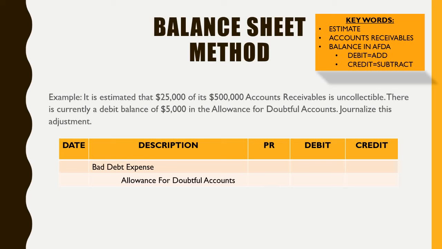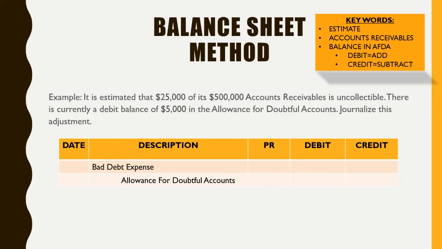Now that I recognize it comes from my accounts receivable, the next step is what kind of balance do I have in my allowance for doubtful accounts? If it's a debit balance, I'm going to add. If it's a credit balance, I'm going to subtract. Okay? Now, if you think it in context, right?